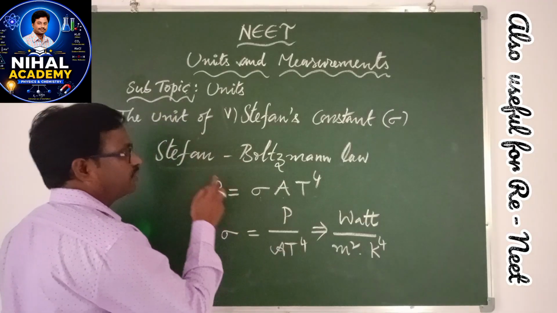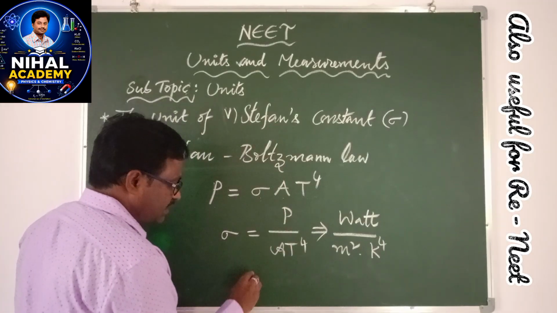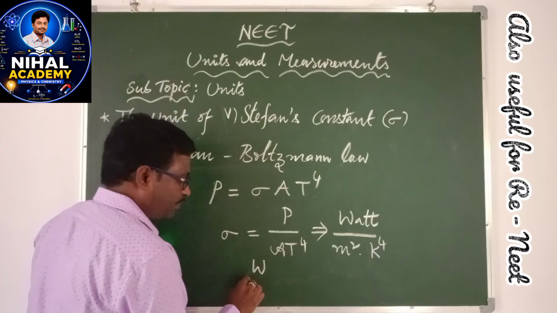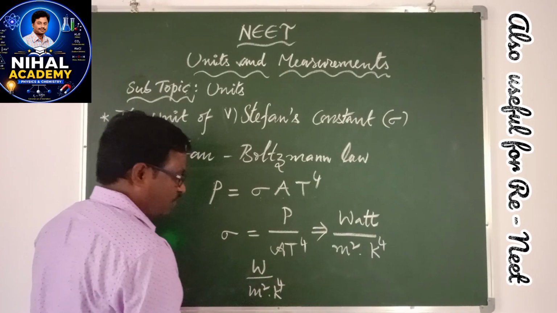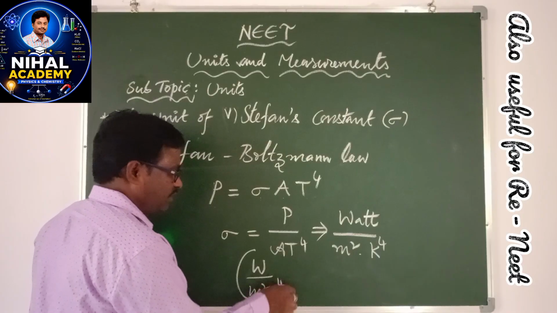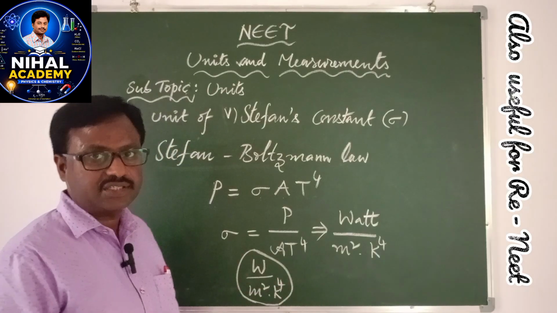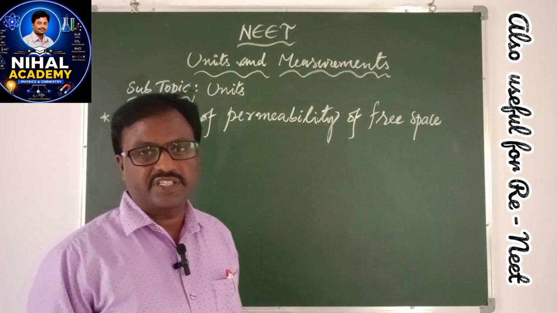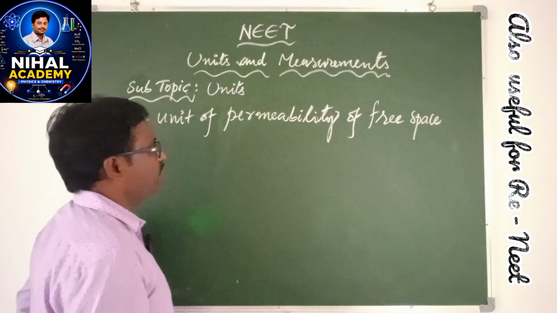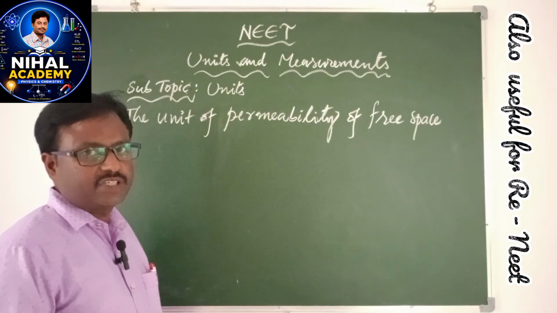So the unit of Stefan's constant is watt by meter square Kelvin power 4. So this is the unit of Stefan's constant. The next one is the unit of permeability of free space. So how to derive the unit of permeability of free space?